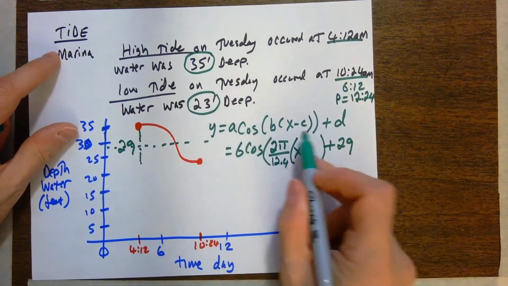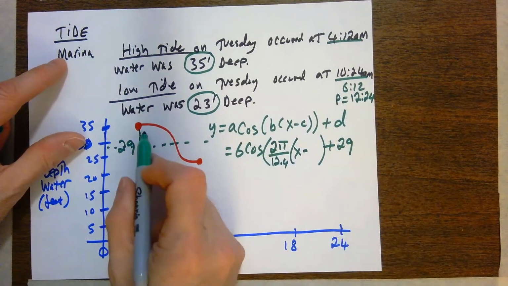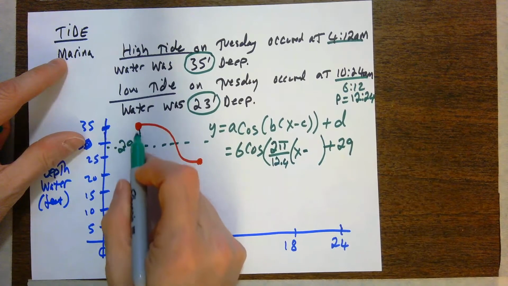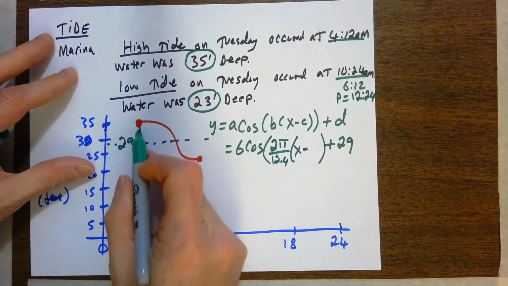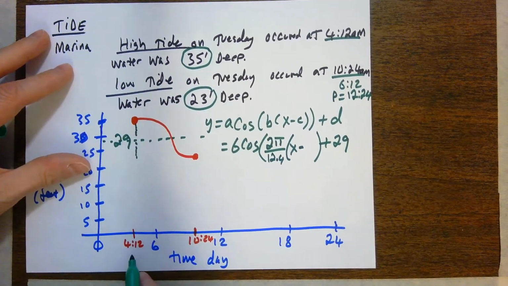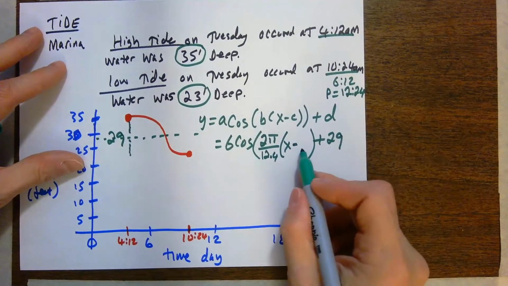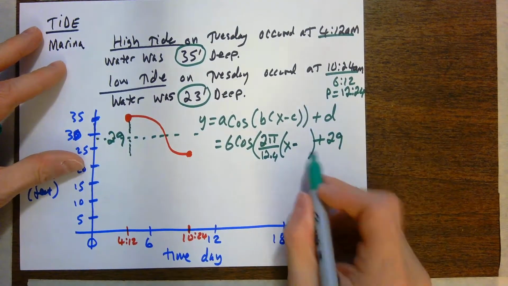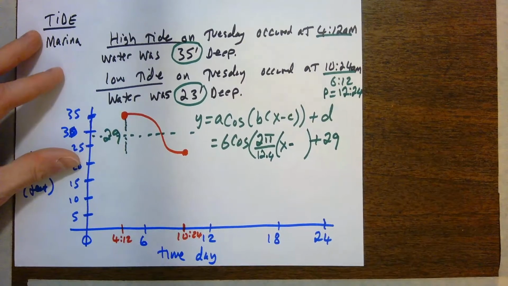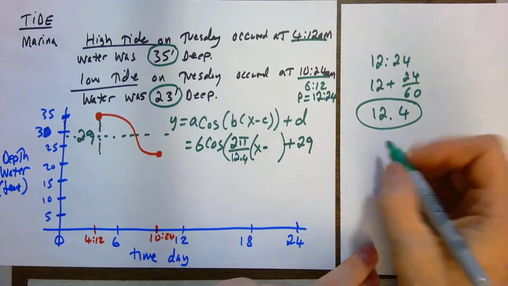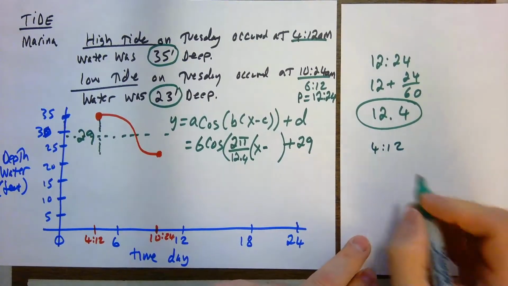Of cosine. Cosine has been shifted. How far has it been shifted? Well, this is where cosine started. What did cosine start at? 4:12 a.m. So I want to put 4:12 a.m. in here. Oh, but be careful. I can't put 4:12 a.m. in there, can I? What is 4:12 a.m.?